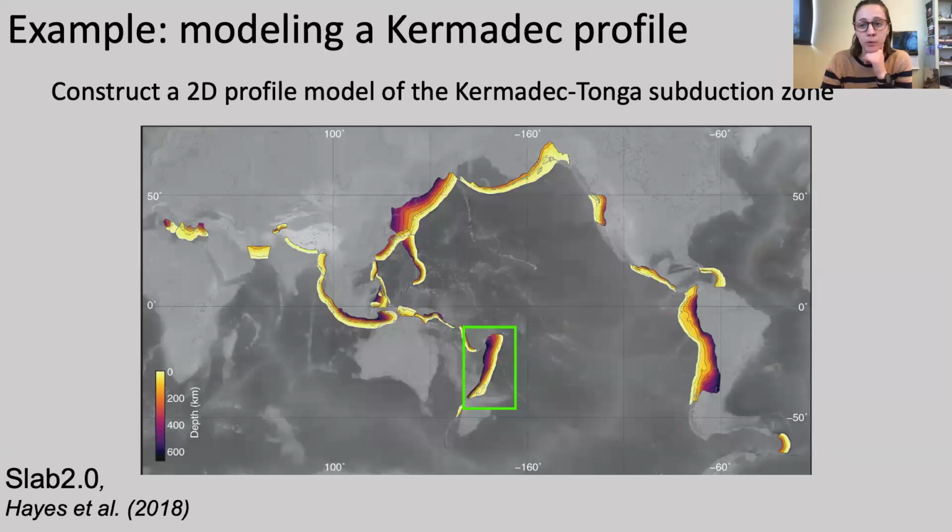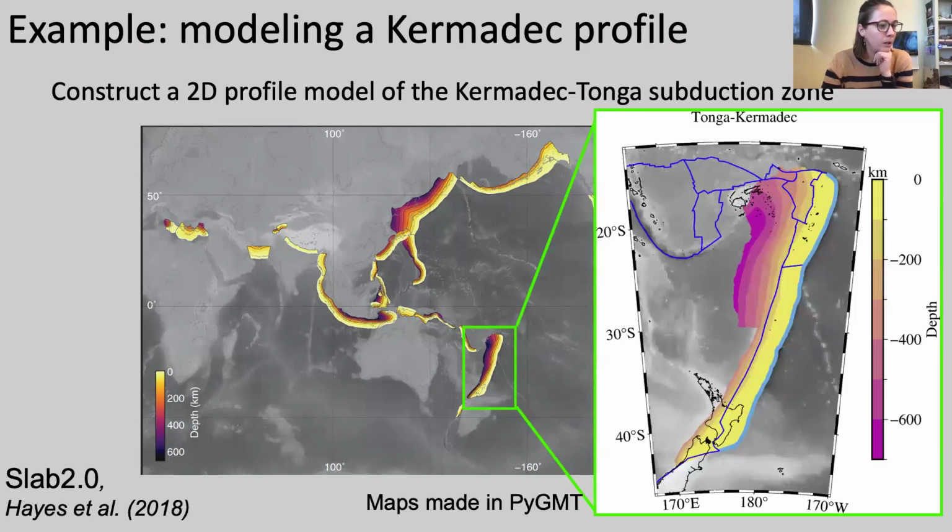I'm going to walk you through and then show you the results for one of these profiles. Here's a blown up map of the Slab 2.0 data, and I'm going to focus on an example profile for the Kermadec-Tonga subduction zone. The light blue line is the trench where the plate is subducting. The royal blue lines are the simplified plate configuration. And that color scale gives us an idea of plate geometry, showing the depth to the top of the slab at various locations.